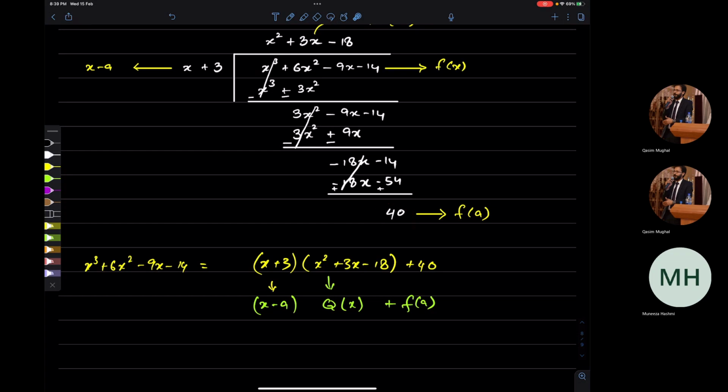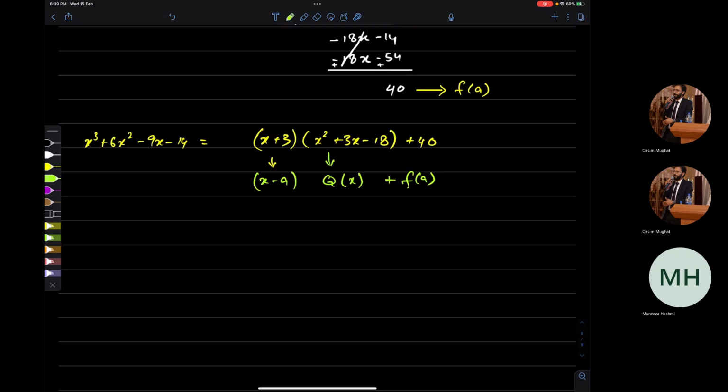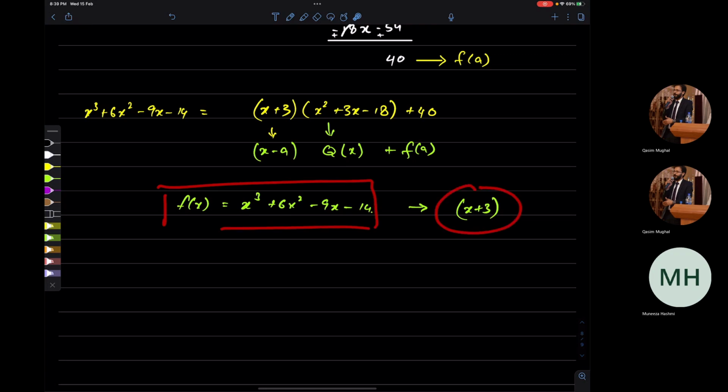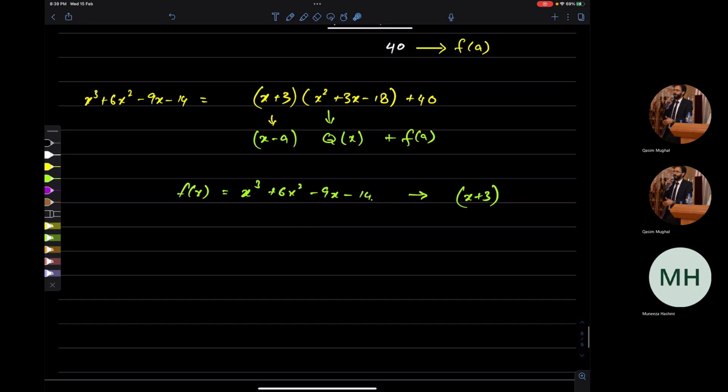Let's just try that. The function is f of x equals x cubed plus 6x squared minus 9x minus 14. I want you to divide this with x plus 3. I'm telling you that if you divide this with this thing, you're definitely going to have a remainder at the end. What would be that remainder?